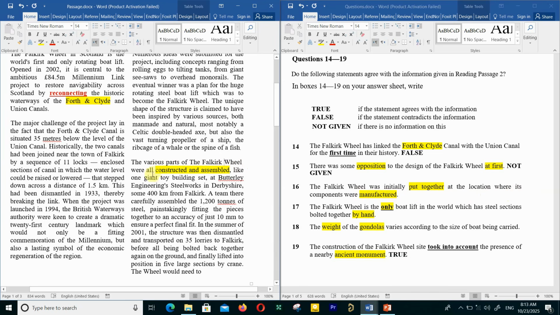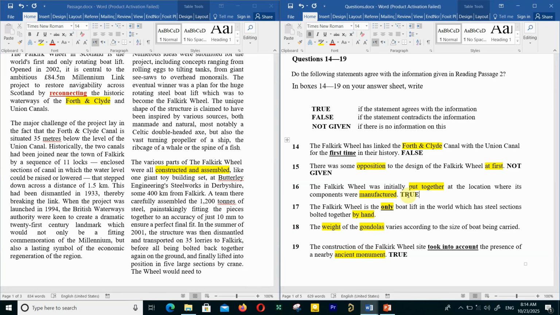Various parts of them were all constructed and assembled like what? At Butterley Engineering, some 400 kilometers from Falkirk. So this is exactly the same sentence as this one. So the answer for this question is True.